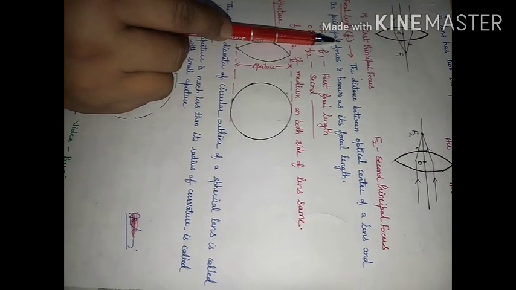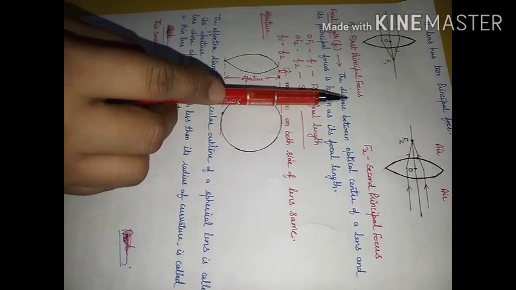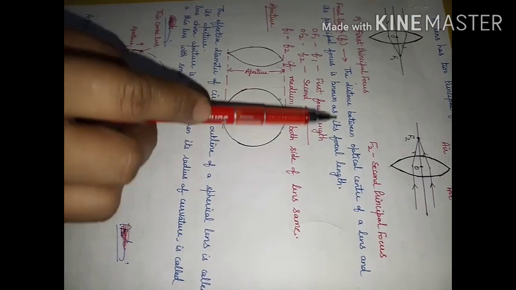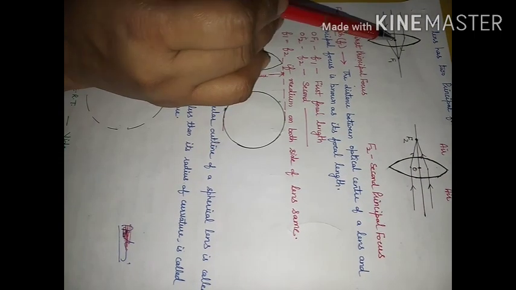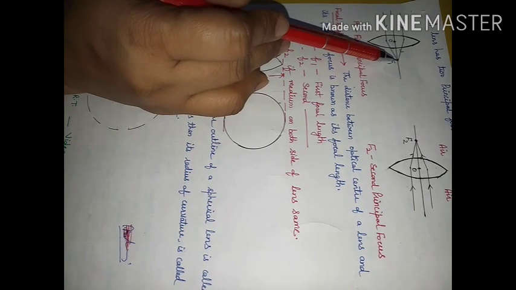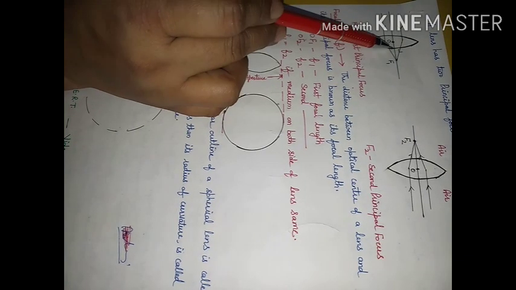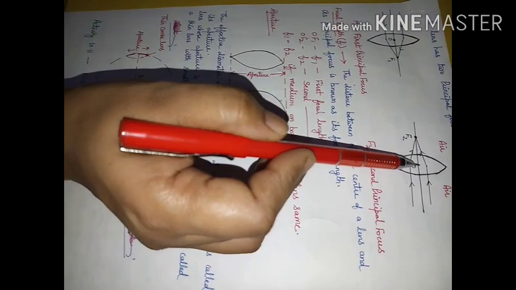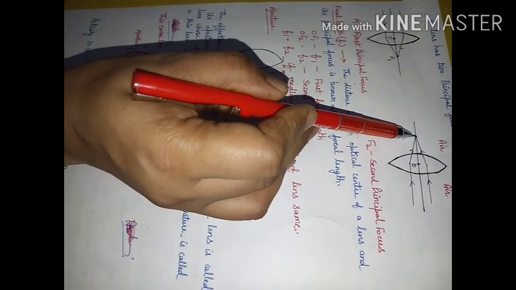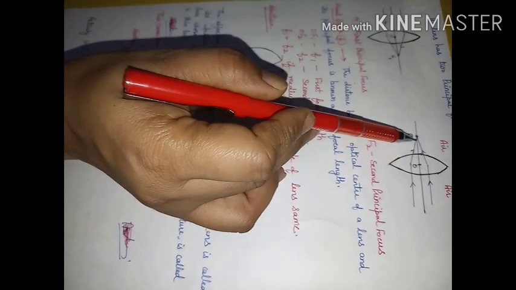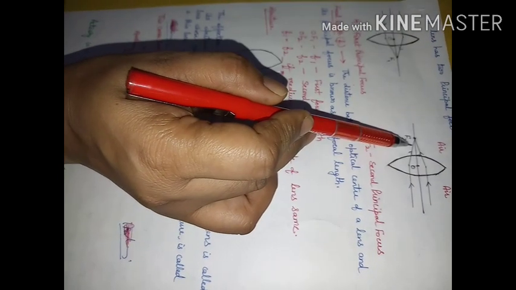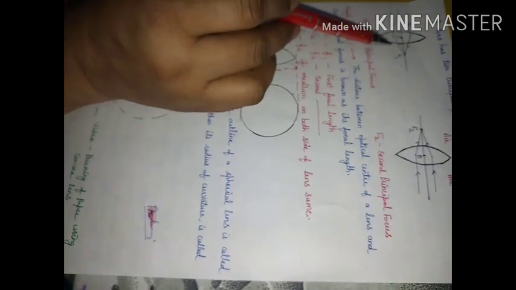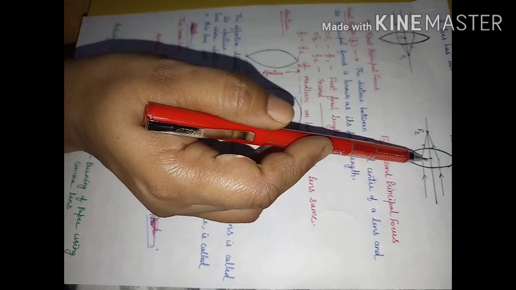Next is focal length. What is focal length? The distance between the optical center of the lens and its principal focus will be known as its focal length. So this is the optical center, this is the principal focus. This gap will be known as the first focal length. Similarly, this is the optical center, this is the second principal focus. So this gap will be known as the second focal length. And if the medium on both sides is the same, then f1 will be equal to f2.